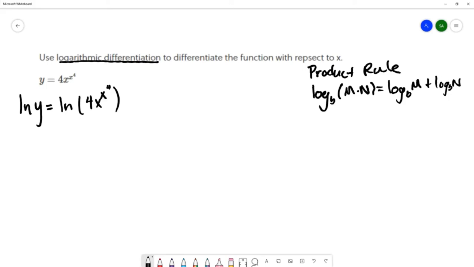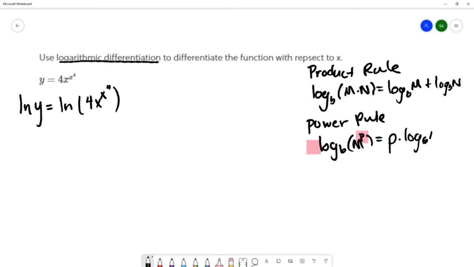The other property we're going to use is called the power rule. And the power rule for logarithms is when you have a log, and inside the log you have an expression with a power. And what the power rule allows you to do is take that power and move it into the position of the coefficient. So we're going to write this as p times log base b of m.